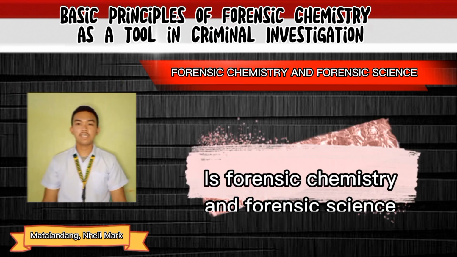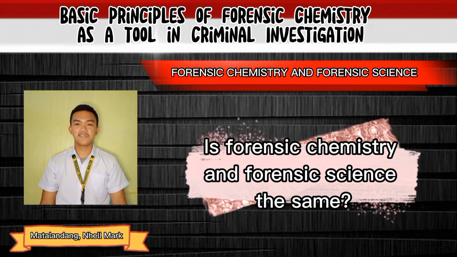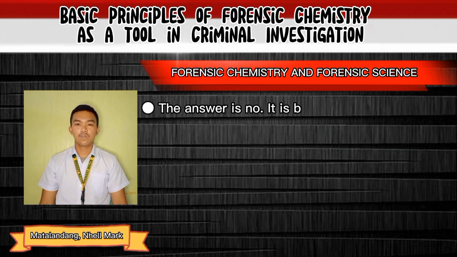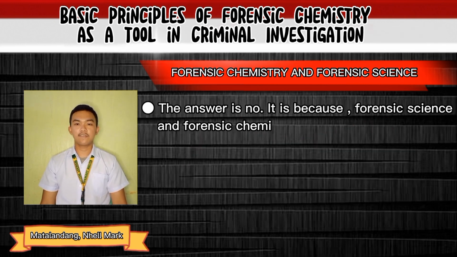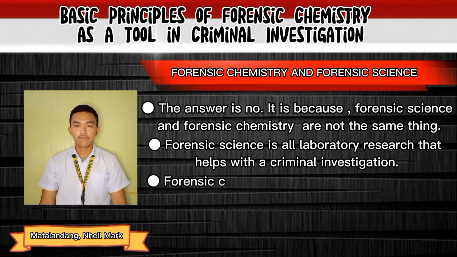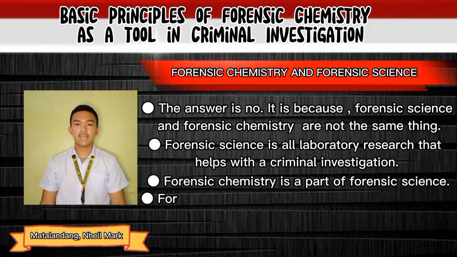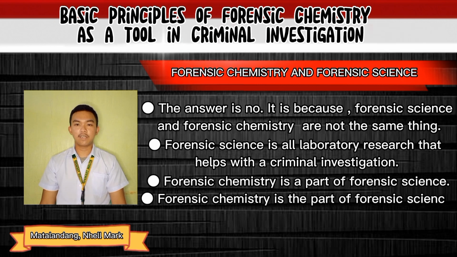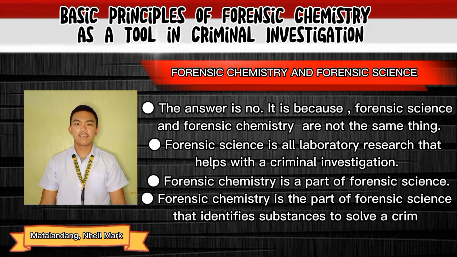So, forensic chemistry and forensic science is the same? The answer is no. It's because forensic science and forensic chemistry are not the same. Forensic science is all laboratory research that helps with a criminal investigation. Forensic chemistry is a part of forensic science. Forensic chemistry is the part of forensic science that identifies substances to solve a crime.